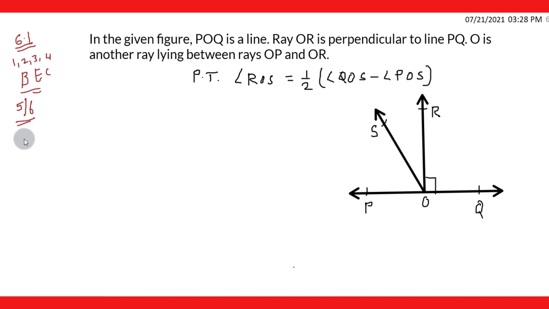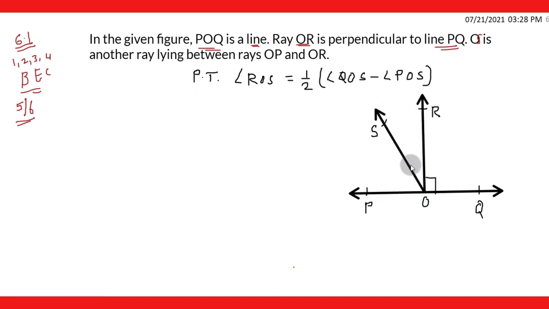So let us start with question number 5 from exercise 6.1. Here in the given figure, POQ is a line and ray OR is perpendicular to line PQ. Here it is given that POQ is a line and OR is perpendicular to line PQ, and OS is another ray lying between OP and OR.